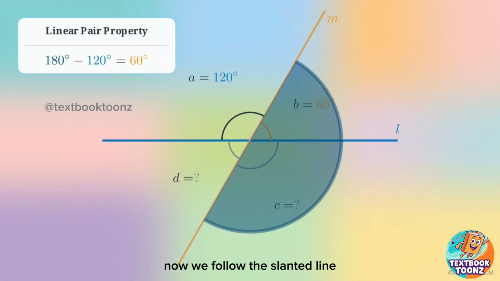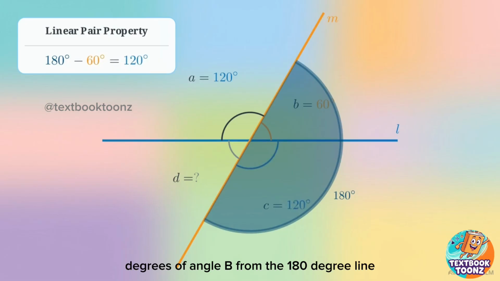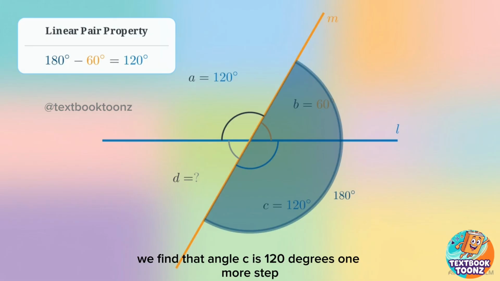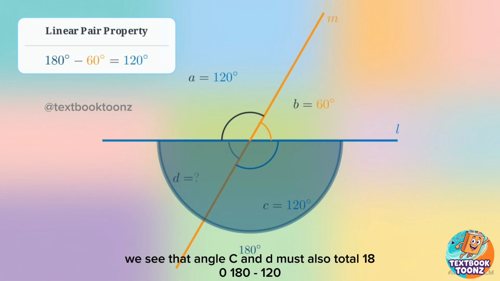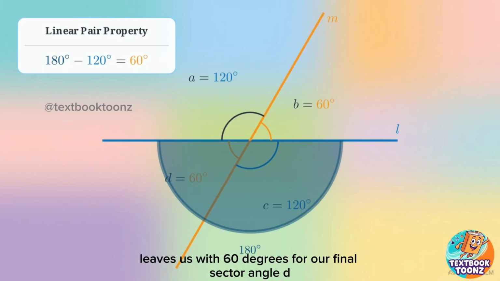Now we follow the slanted line. Angles B and C also form a linear pair. If we subtract the 60 degrees of angle B from the 180-degree line, we find that angle C is 120 degrees. One more step. Following the horizontal line again, we see that angles C and D must also total 180. 180 minus 120 leaves us with 60 degrees for our final sector, angle D.